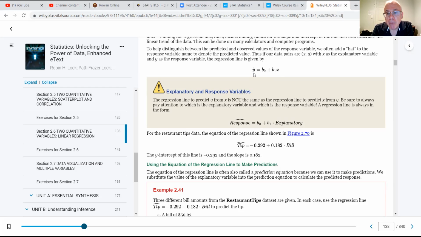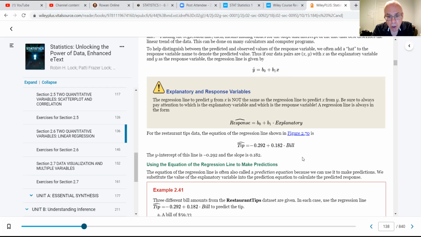We put a little hat above it because this line takes all the points on the scatter plot into account and comes up with a line that best fits all those points. So y hat is going to be an estimate of the response variable for a particular value of the explanatory variable. This is another way of writing it, replacing the x with explanatory and the y with response.